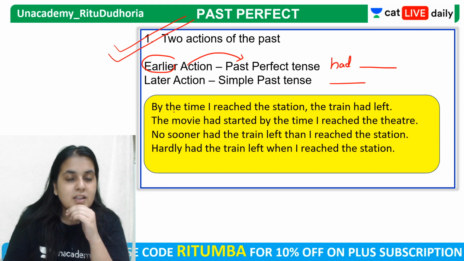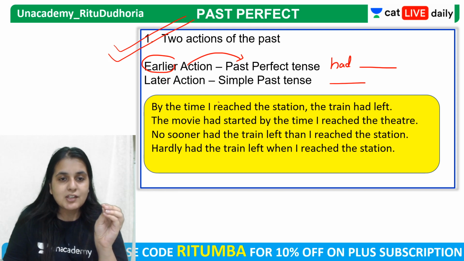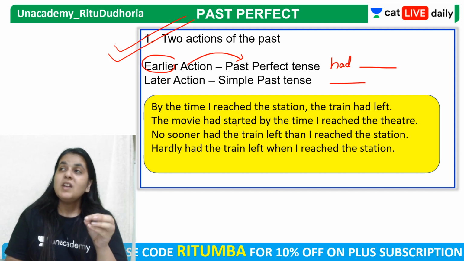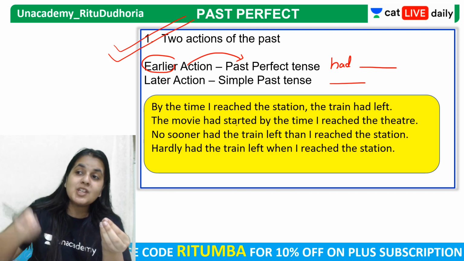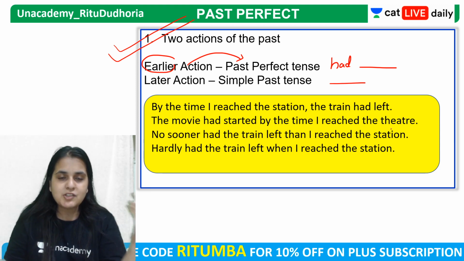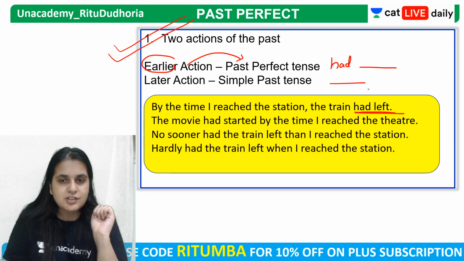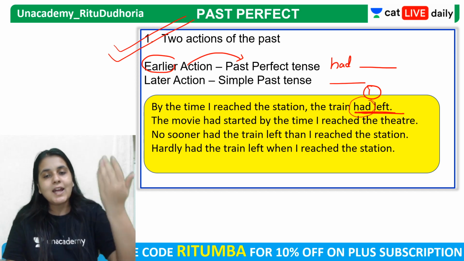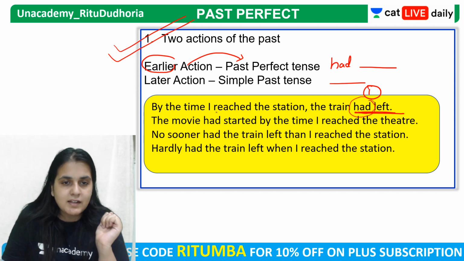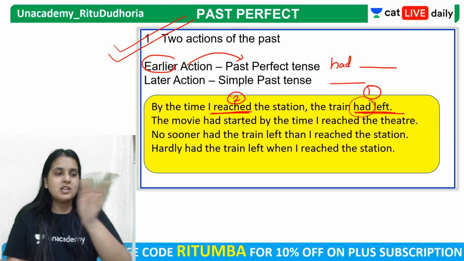Now see the example. By the time I reached the station, the train had left. When I say earlier action, not the action which is written first. No, which actually in that situation happened first. So by the time I reached the station, the train had left. पहले train निकल गई. Then I reached the station. This is the earlier action. So the earlier action is written in past perfect tense. The train had left. The later action is written in simple past tense. I reached the station. Reach का reached हो जाएगा.